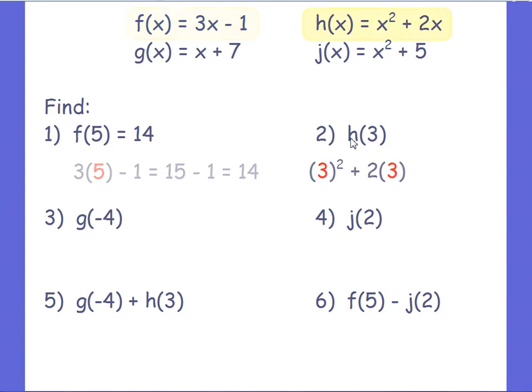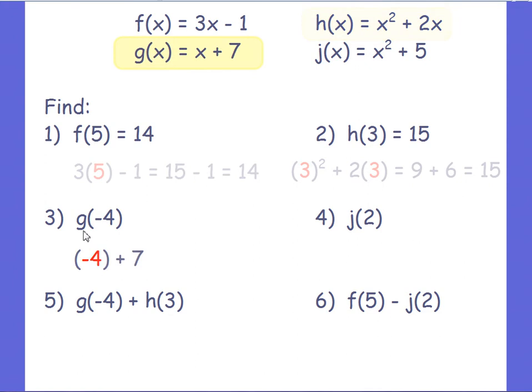Number 2 asks us to use function h and to substitute 3 in for every x. So I get 3 squared plus 2 times 3, and then of course we use order of operations to evaluate. 3 squared is 9, 2 times 3 is 6. It's asking us to add 9 and 6, which gives us a total of 15. So h of 3 equals 15. Be really careful to pay attention to order of operations when you're evaluating functions.